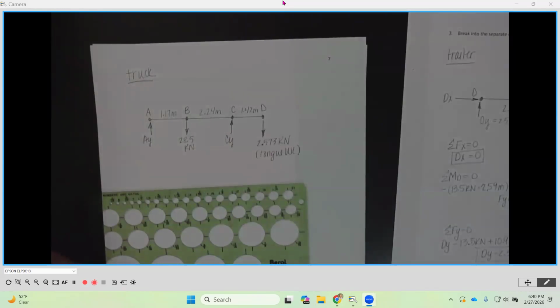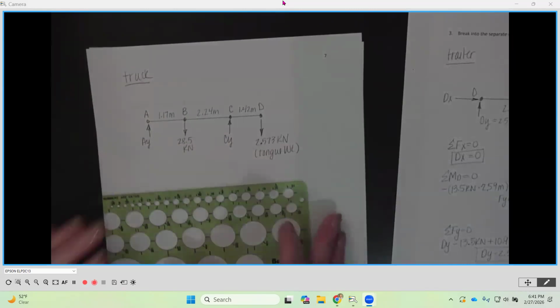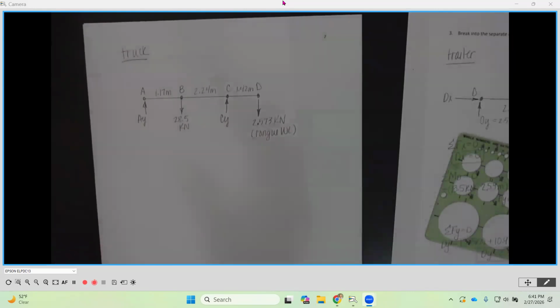So now we only have two unknowns in the y direction here. So we can solve for those two unknowns. So using our equations of equilibrium, where do we want to start?